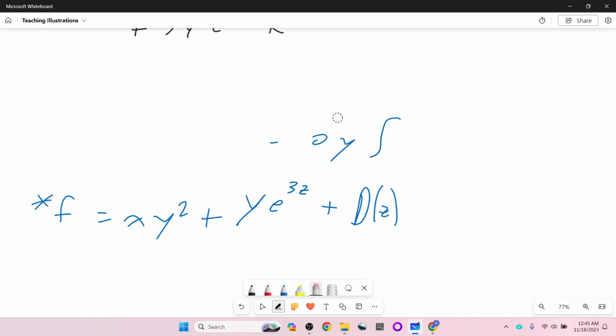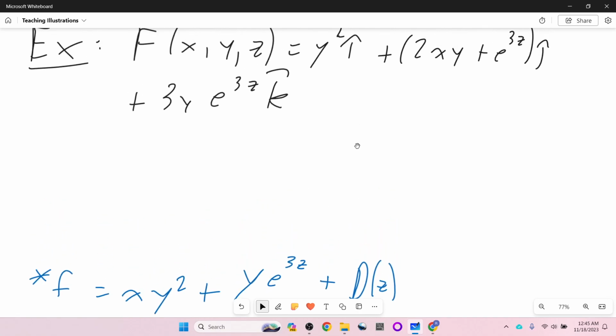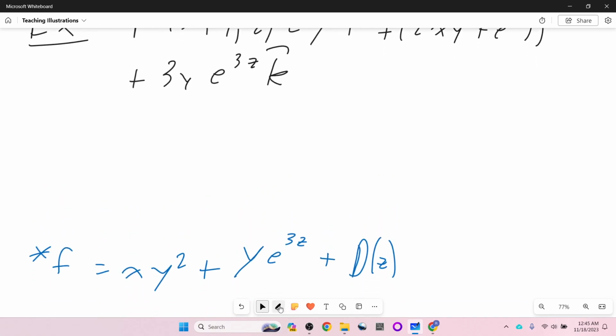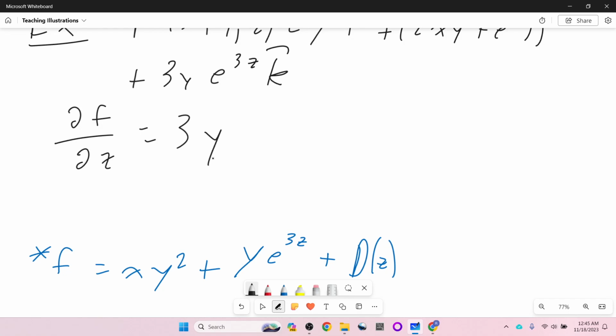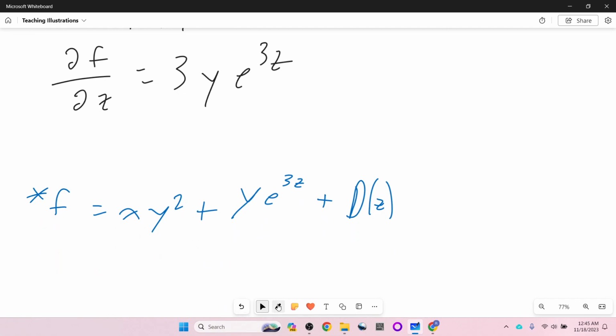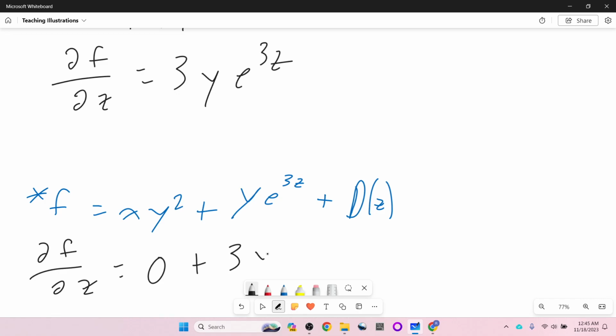All right, so we now just need to do the z derivatives. So let's look at what we should get. We should get this, 3y e to the 3z. So del f over del z is 3y e to the 3z. Now let's do the z derivative here. Del f over del z is 0 plus, okay, y is a constant. The z derivative of e to the 3z would be 3e to the 3z. So 3y e to the 3z plus d prime of z.